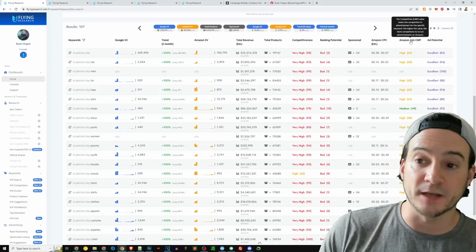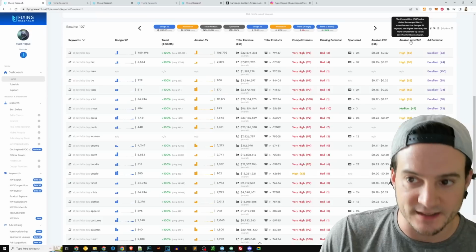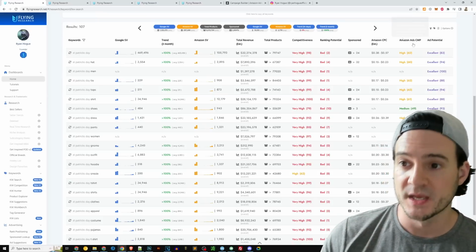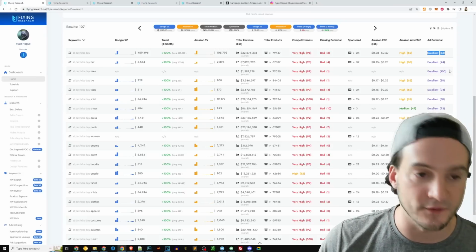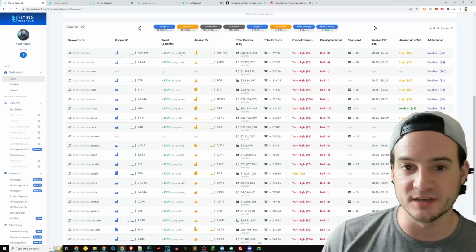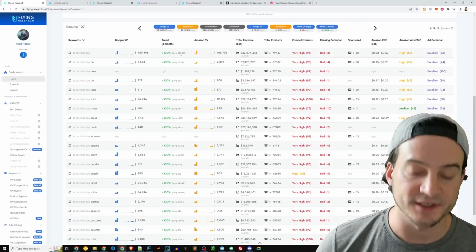They have a score basically of how competitive the competition looks in terms of running ads on Amazon for those keywords. And they have an ad potential score. How well are these ads going to perform? That's probably some mixture of the competition and the search volume on Amazon.